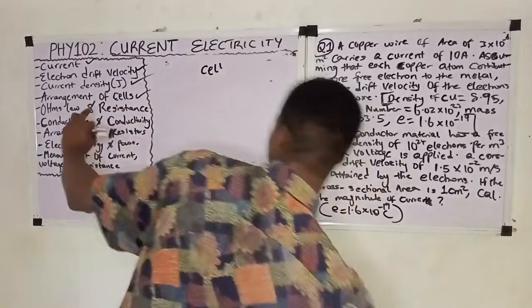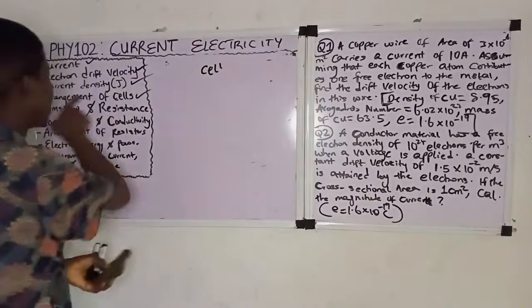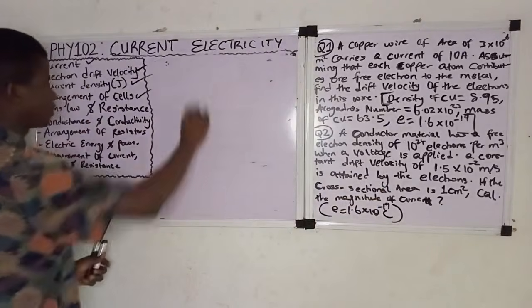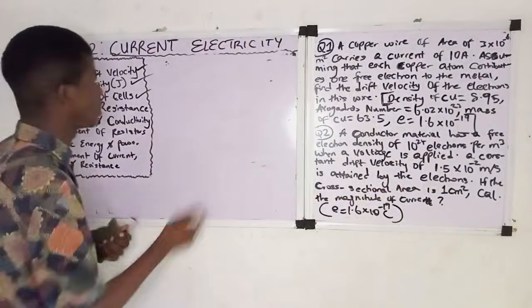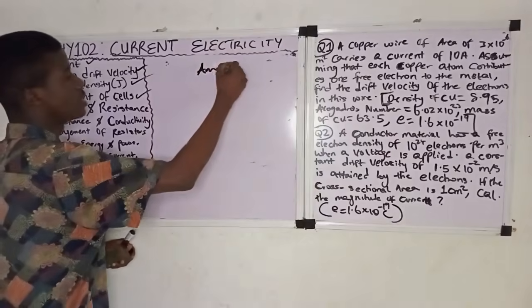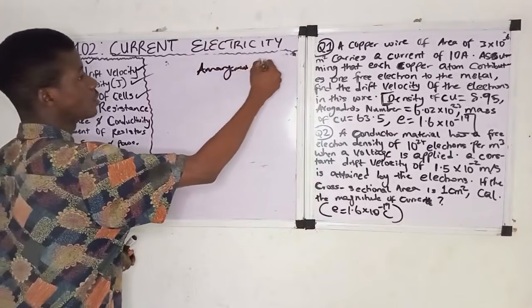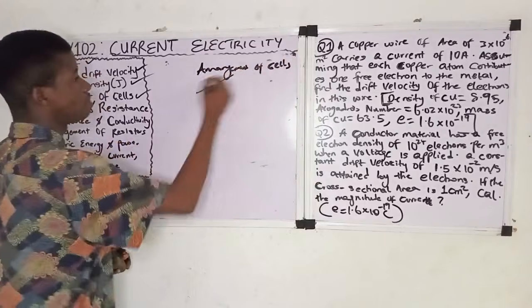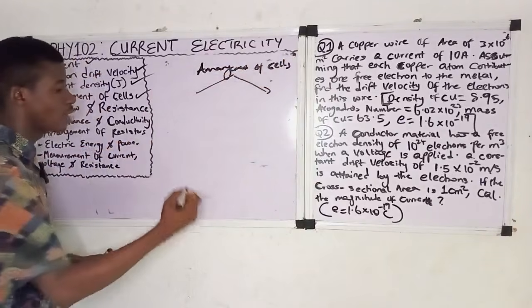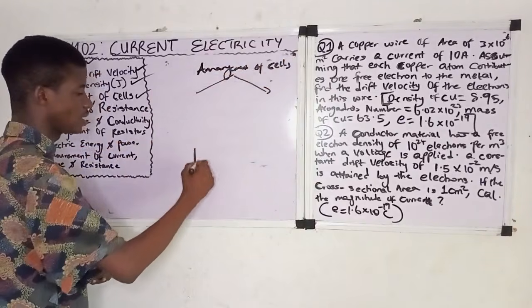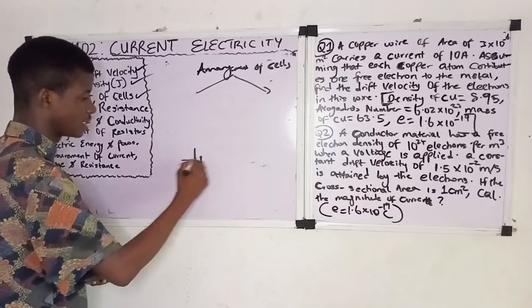Now, the important thing in this part is the arrangement of cells. There are two arrangements of cells. Before then, how do we represent a cell? We represent a cell or battery like this.